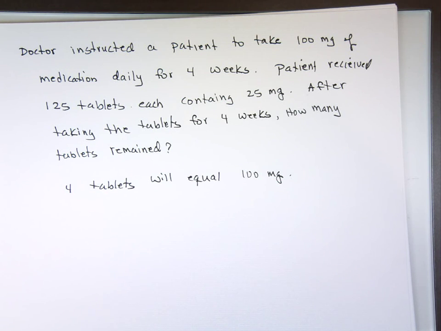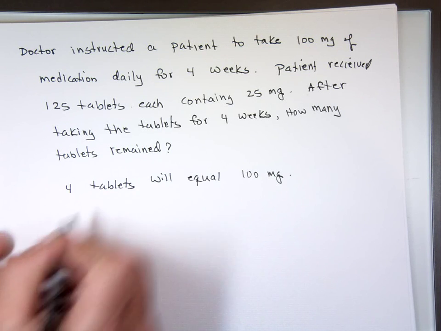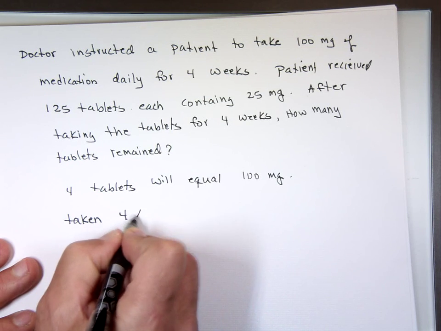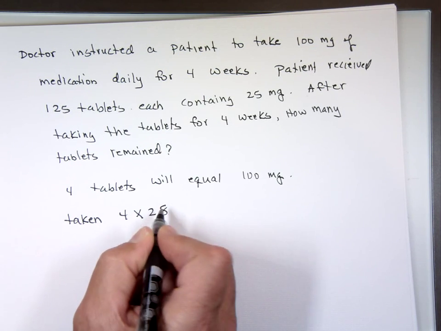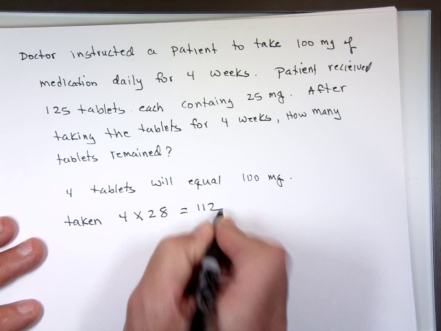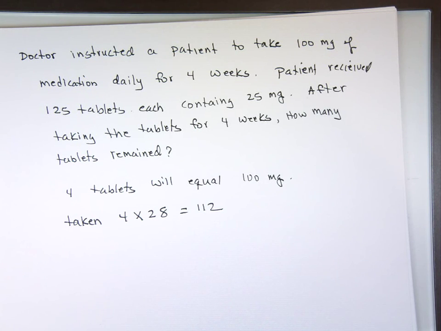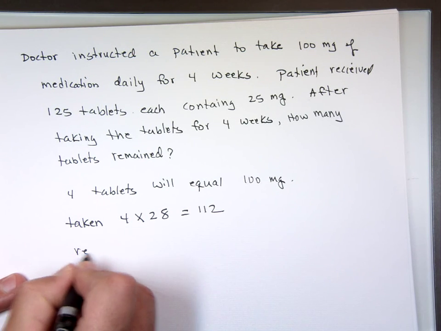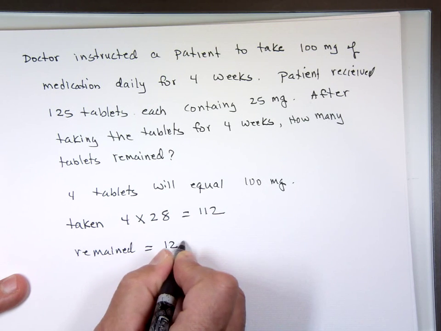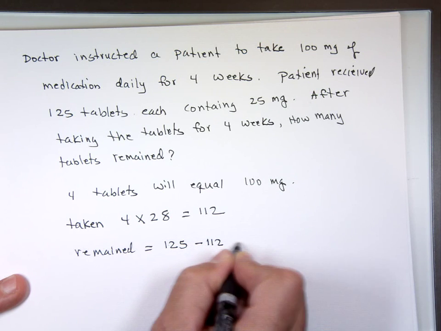4 weeks is how many days? So how many tablets taken? It's going to be 4 times 28 days. 4 weeks is 28 days. Every day you took 4 tablets. So 28 times 4 is 112 tablets you took. The box has how many of them? 125. How many remain? Remaining in the box is 125 minus the 112. 13 tablets remain.